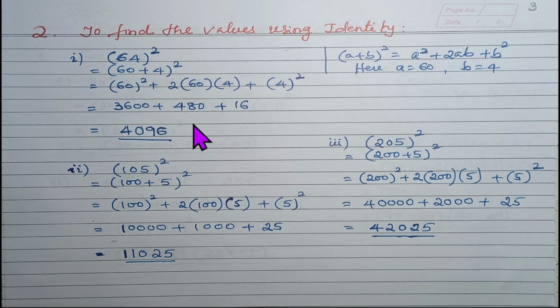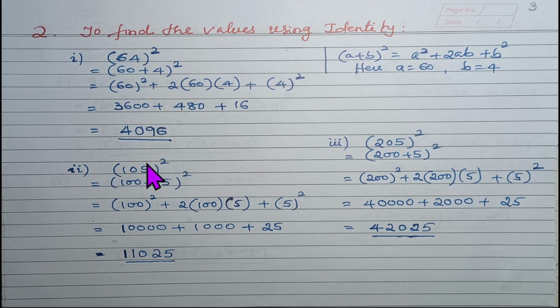So putting the values in the RHS, a square is 60 square, plus 2ab is 2 into 60 into 4, plus 4 square. That is, 60 square is 3600, and 2ab is 2 into 60 into 4, that will be 480, and 4 square is 16. Adding, we get 4096.